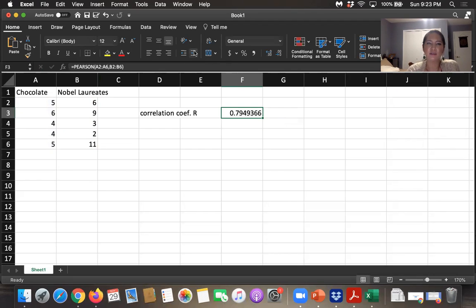If we want to round to 3 decimal places, we get 0.795. That is the value of our correlation coefficient R using Excel. Easy. It's just equals Pearson, select the X's, select the Y's, close parentheses.